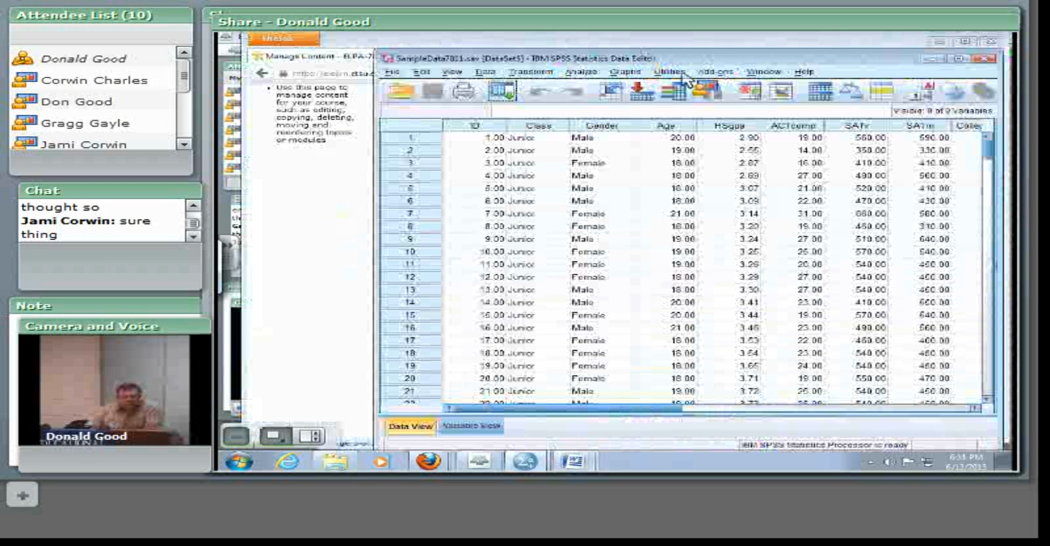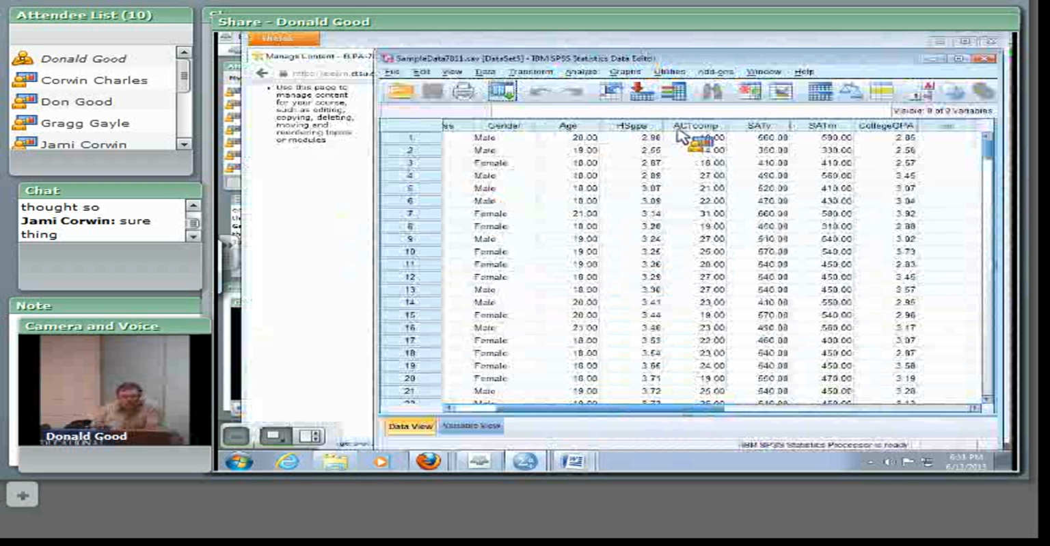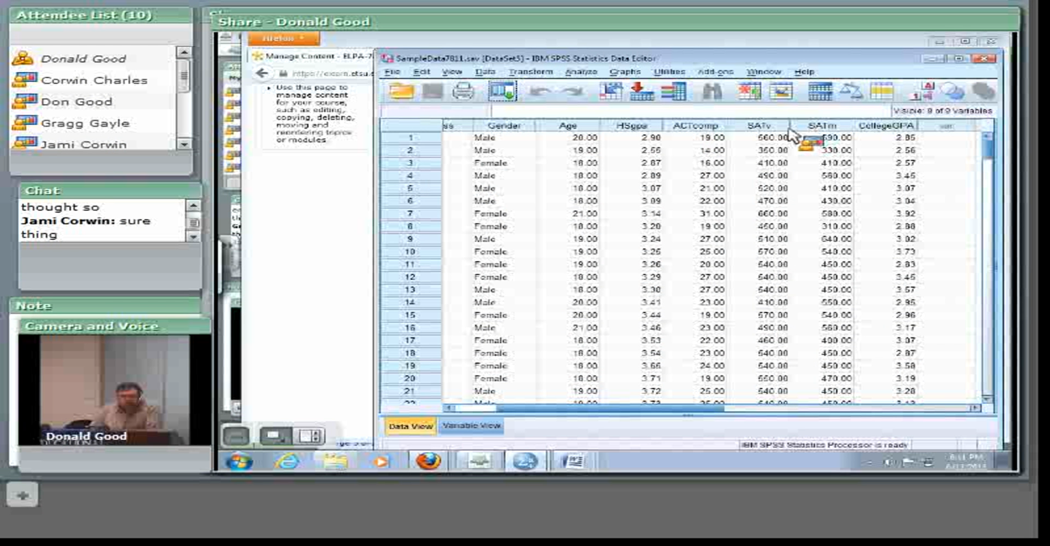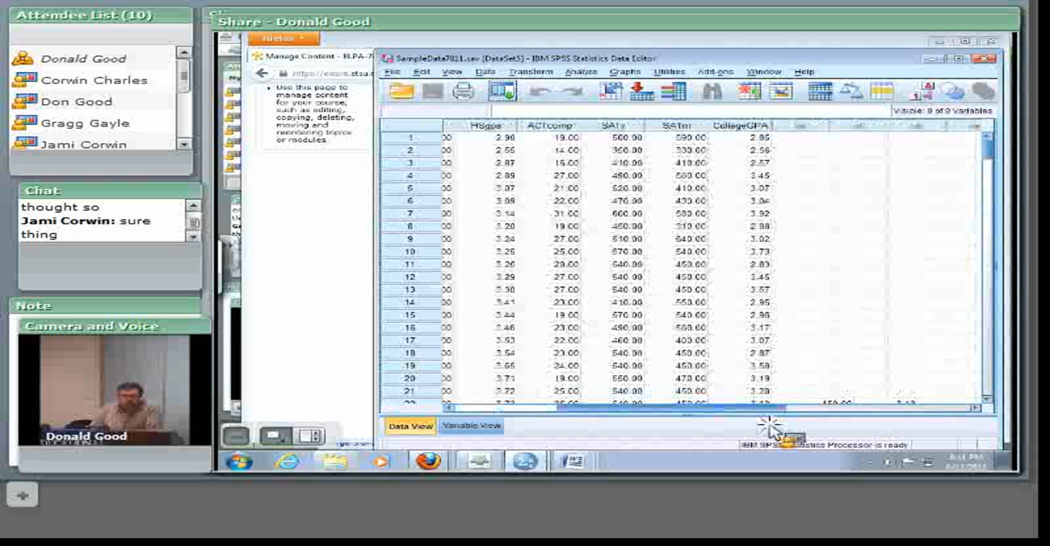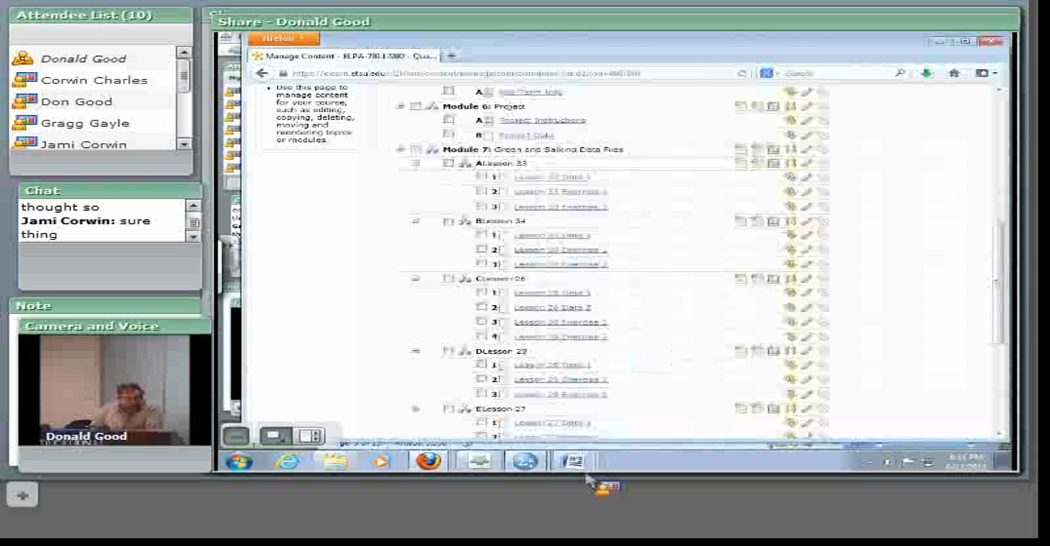But this is an SPSS document, and I've got variables of ID, class, as in whether junior, senior, whatever, male or female, how old they are, what their high school GPA is, what their ACT composite score is, what their SAT verbal is, what their SAT math score is, what their college GPA is. And I'm just going to ask you a bunch of questions about those. So those are the data that you have. Everybody's got the same data.